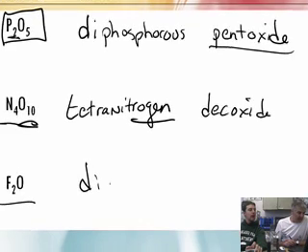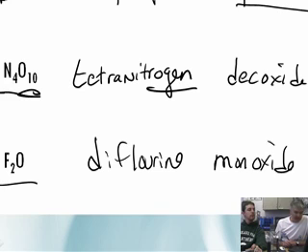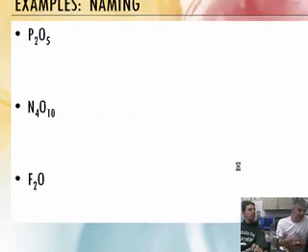And this will be difluorine. Now what do you do with the O? Well, it's 1, so it's mono. It's a monoxide. See, these are really easy. Most students find this uber easy.